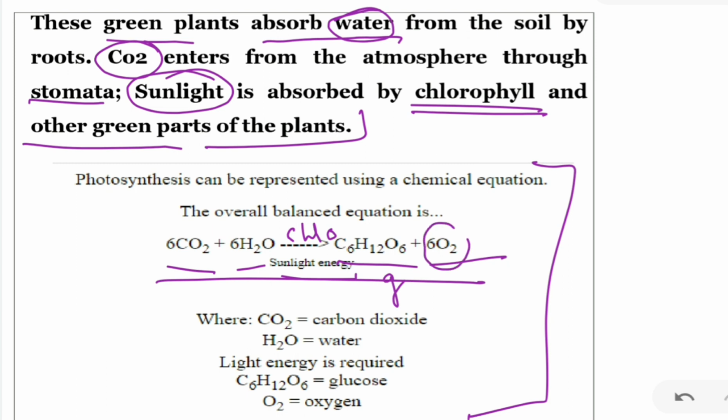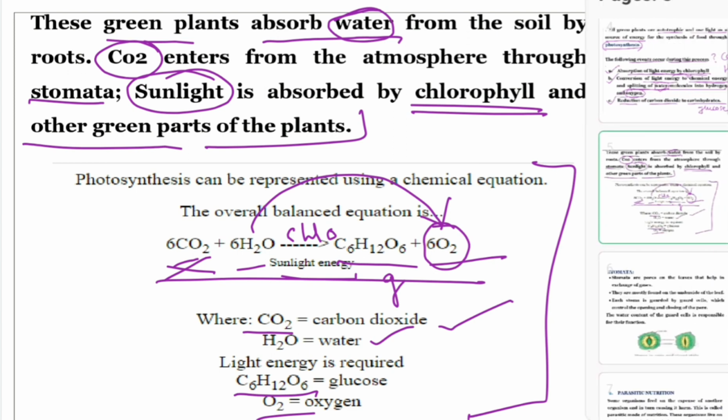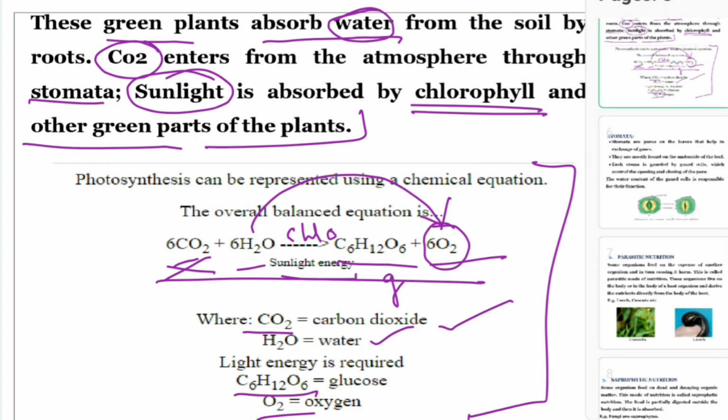So where does this oxygen come from? This oxygen is coming from the water, not from the carbon dioxide. Here CO2 is carbon dioxide, H2O is water, then the glucose formula and oxygen. They have just expanded the terms, right? So this is also an important portion.